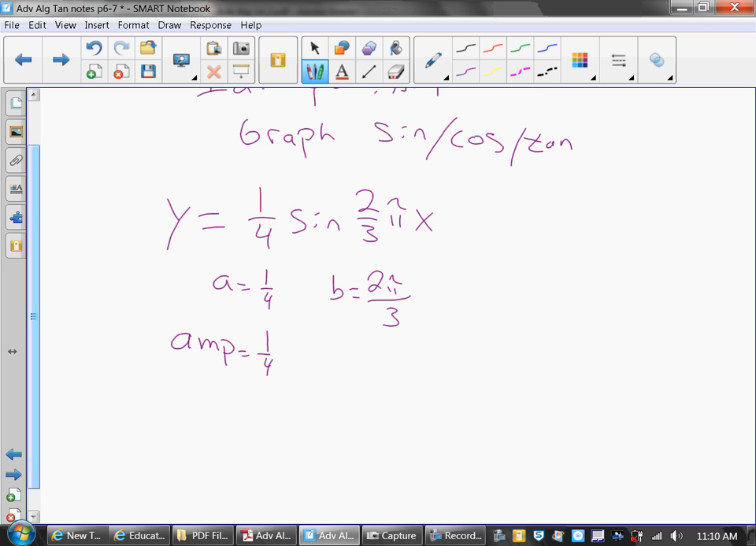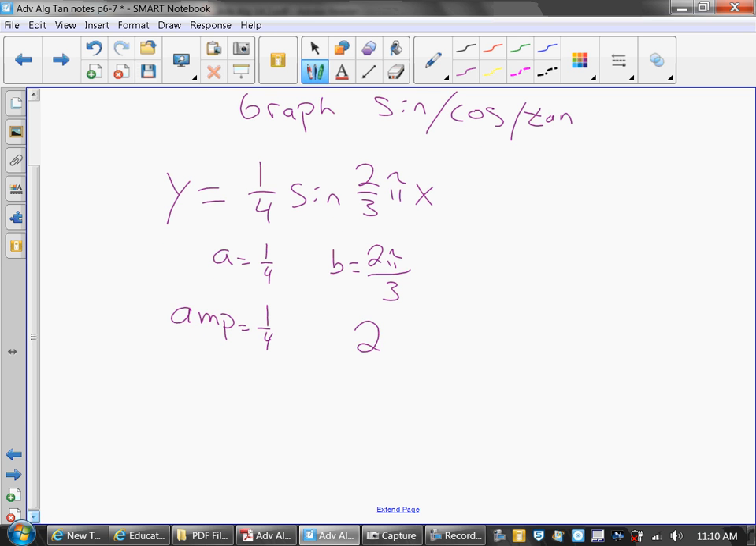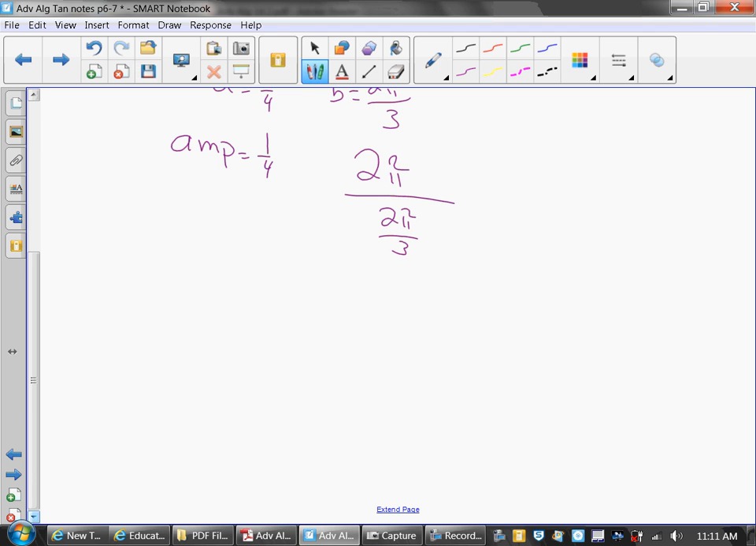How do you find the period for a sine function? 2 pi over b. So that means you have 2 pi divided by 2 pi over 3. Now everybody stop thinking for a second, clear your brains. This is where people tend to mess up, when you get into this complex fraction. And you're going to see more and more complex fractions the second half of this chapter, especially in section 14.3. So I want to revisit what that means, because you're going to see it tomorrow.